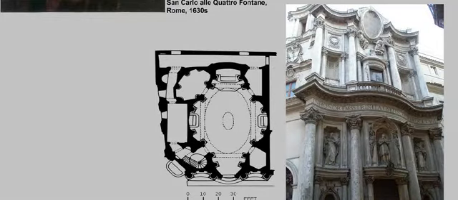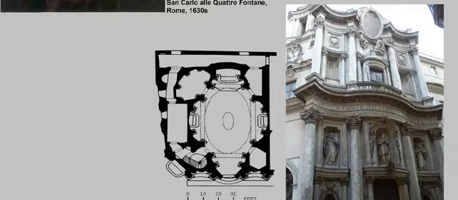This is San Carlo alle Quattro Fontane, which is in Rome, and it dates to the 1630s. And the name of this church, translated into English, simply means St. Charles at the Four Fountains. And it was given this name because it was built at a place where there happened to be four fountains. So this is one of his earlier buildings, and it's a very good example of his style and how he took some of the trends of Baroque architecture and adapted them to suit his more innovative tastes. And it's also, as I said, very typical of the Baroque.